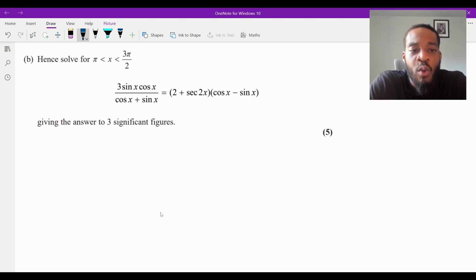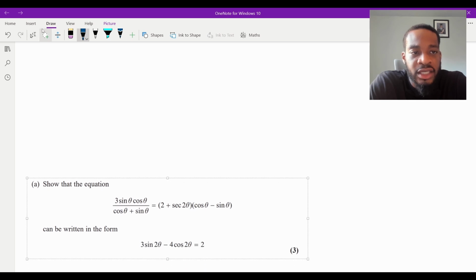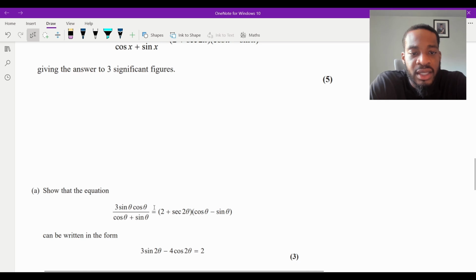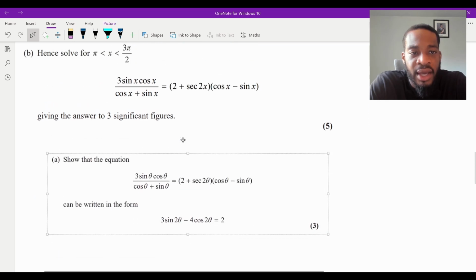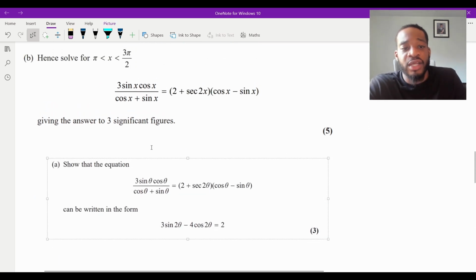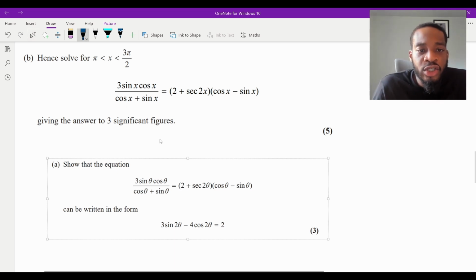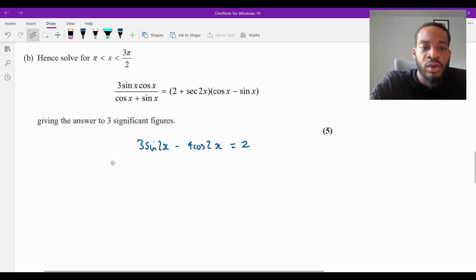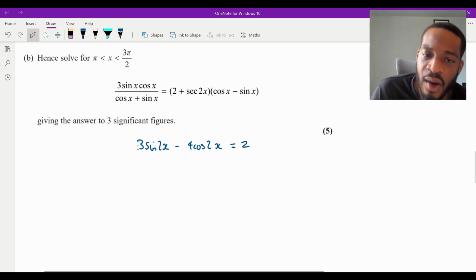Now let's go over what we did in part A again. Remember, we showed that this equation there was equal to that underneath, right? And the difference between this one and the one in part B is the theta has been replaced with an x. So what we actually want to solve is actually just 3 sine 2x minus 4 cos 2x, isn't it? Is equal to 2. That's what we want to solve, yeah? So I can delete this now. Now, we want to solve that. How do I go about solving that?